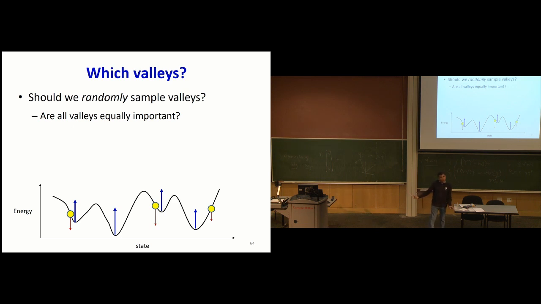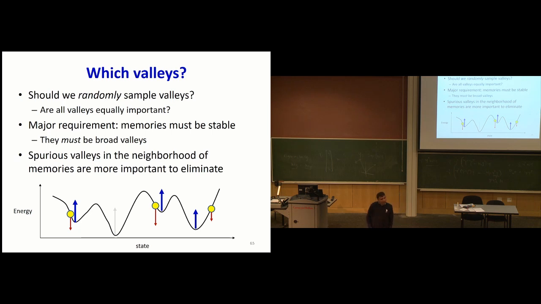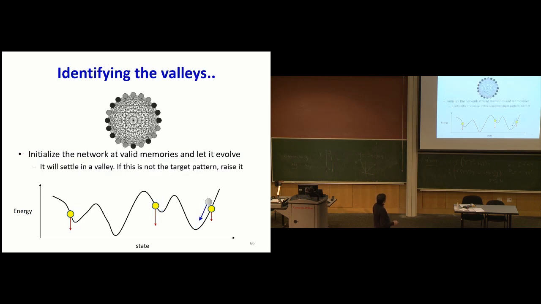This guy doesn't bother me. He's very far away from any useful memory. So even if I have a fake memory, I'm going to let it be. I'm going to try to focus on making my memories really good. So this means you start off at the target memories that you're trying to store and let the network evolve.